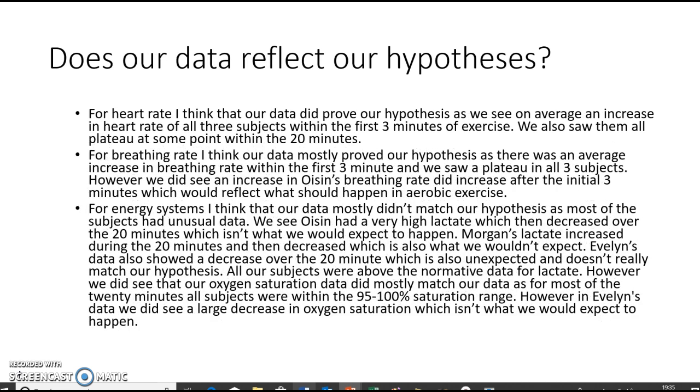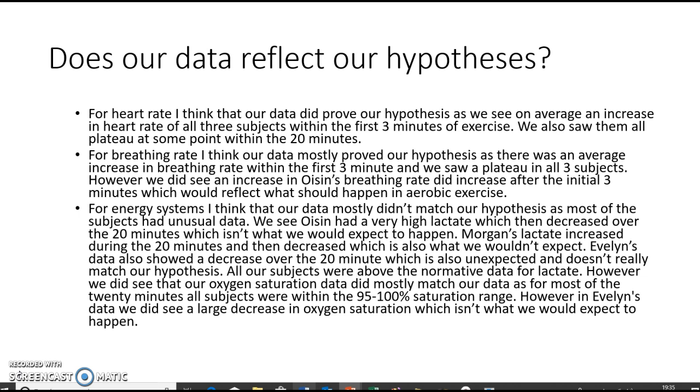So does our data reflect our hypothesis? For heart rate, I think our data did prove our hypothesis. As we can see, on average, there was an increase in heart rate for all three subjects within the first 3 minutes. We also saw a plateau at some point within the 20 minutes. For breathing rate, I think our data mostly proved our hypothesis, as there was a breathing rate increase within the first 3 minutes, and we saw a plateau in all three subjects. However, some of the breathing rates were higher than we would expect, and Oshin's did increase at some point.